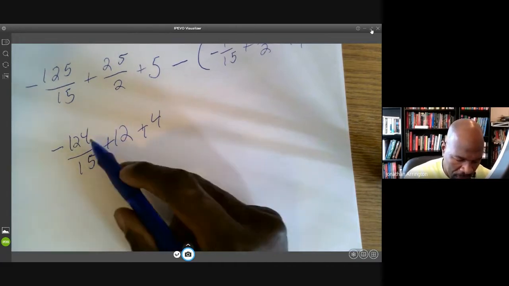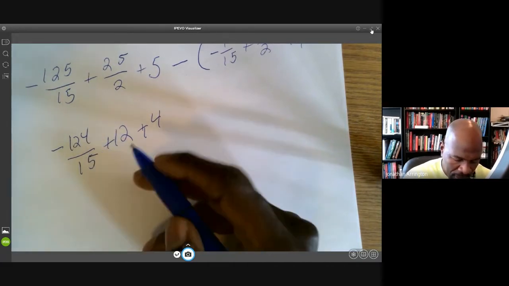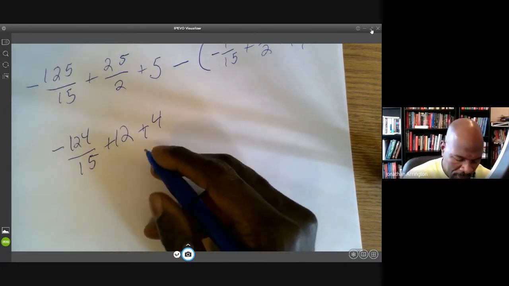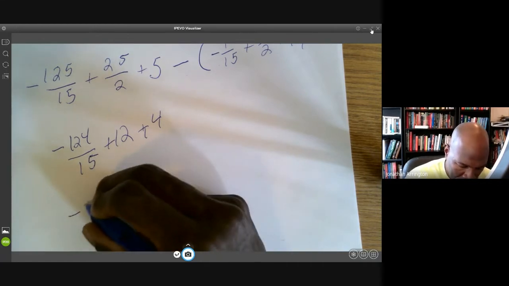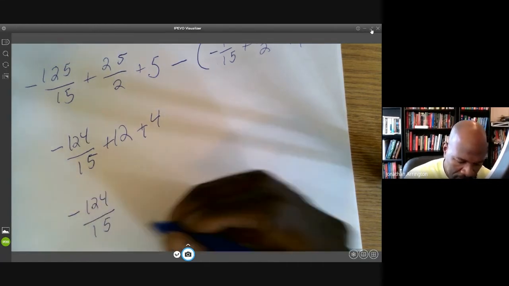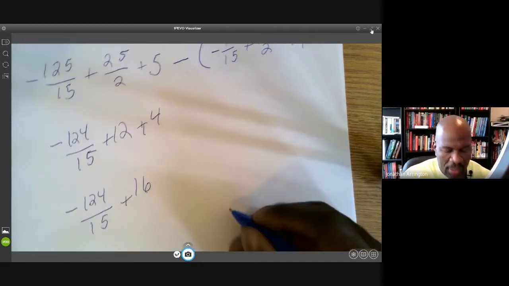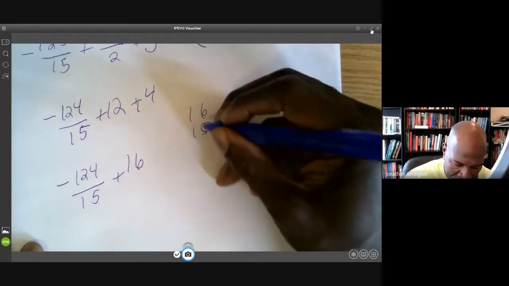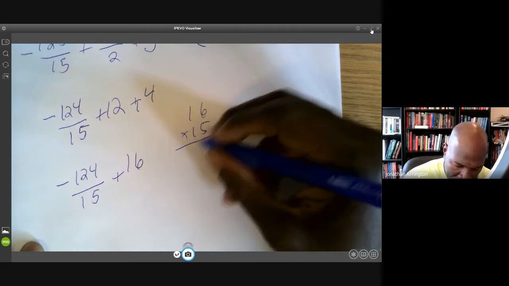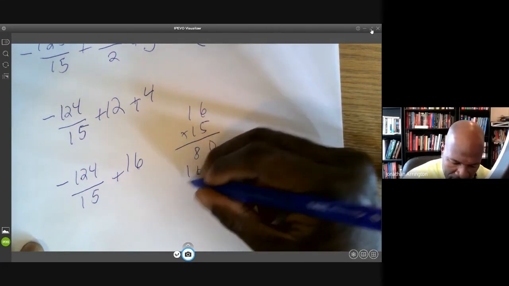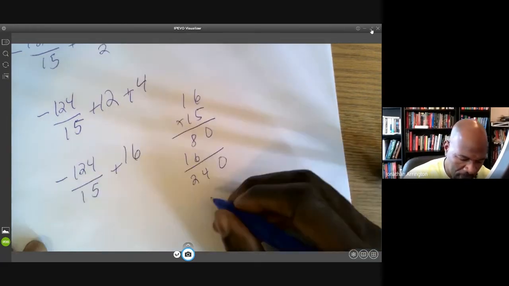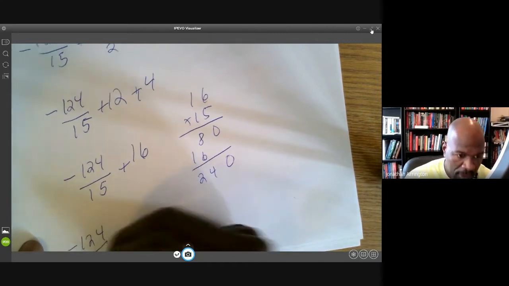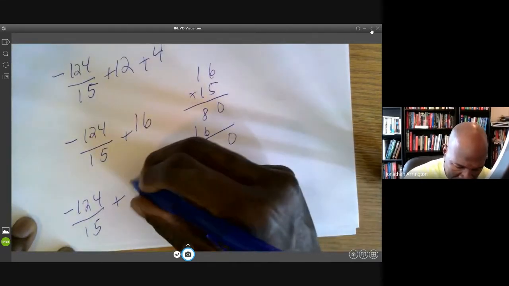So let's see how we can reduce this fraction. Doesn't look like we can reduce it at all, actually. So let's leave this like this, minus 124 over 15, and this is 16. And so let's find a common denominator. So let's multiply 16 times 15. Let's see, that's 240. So we have negative 124 over 15 plus 240 over 15.